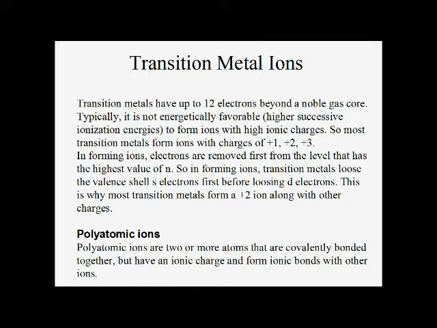When we ionize the transition metals, we're going to remove the outermost electron first. The outermost electron will be the electron with the highest principal quantum number n. That means we're going to be losing our s electrons first. This is why most transition metals form a plus 2 ion along with other charges. So we lose our s electrons first, and then we lose our d electrons.